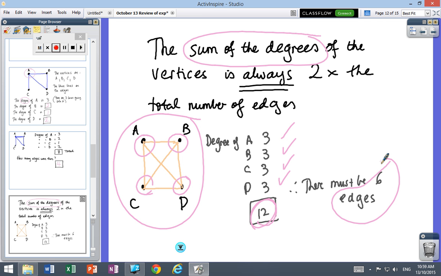We got, across the top, we've got 1, 2, 3, 4, 5, 6. So I've got 6 edges. Go again. Just from this side. 1, 2, 3, 4, 5, 6. So I've got 6 edges because I knew I had 12 degrees.